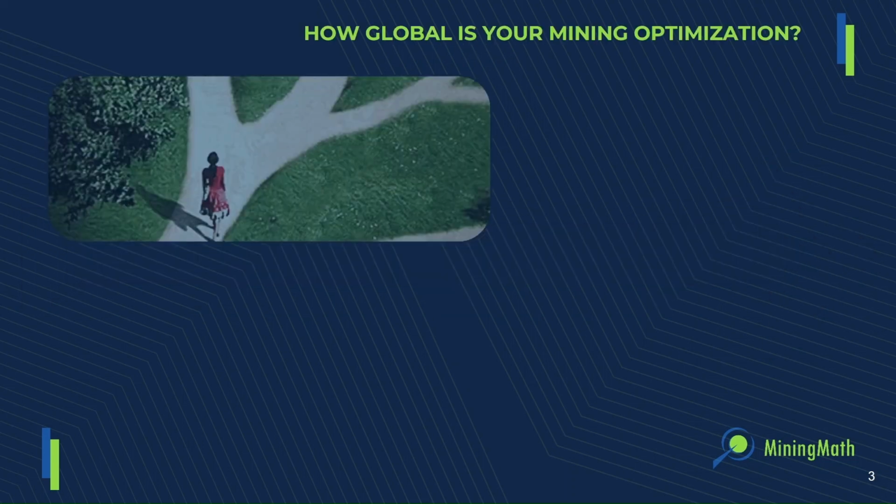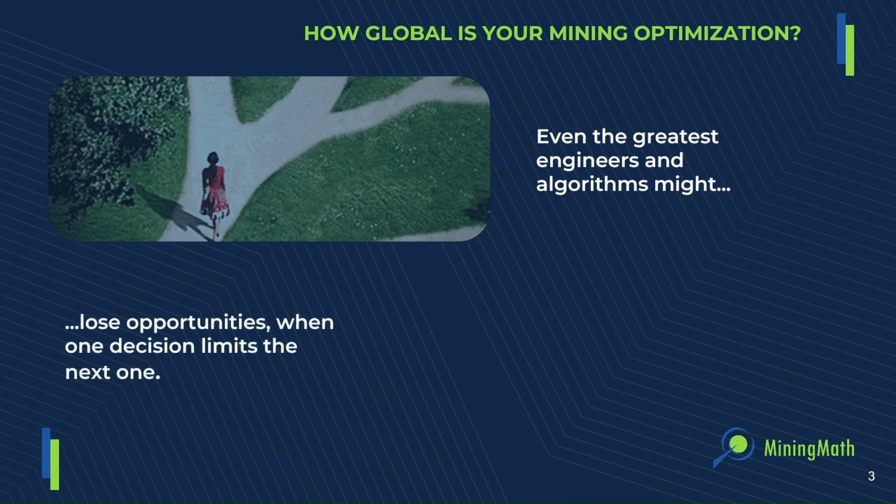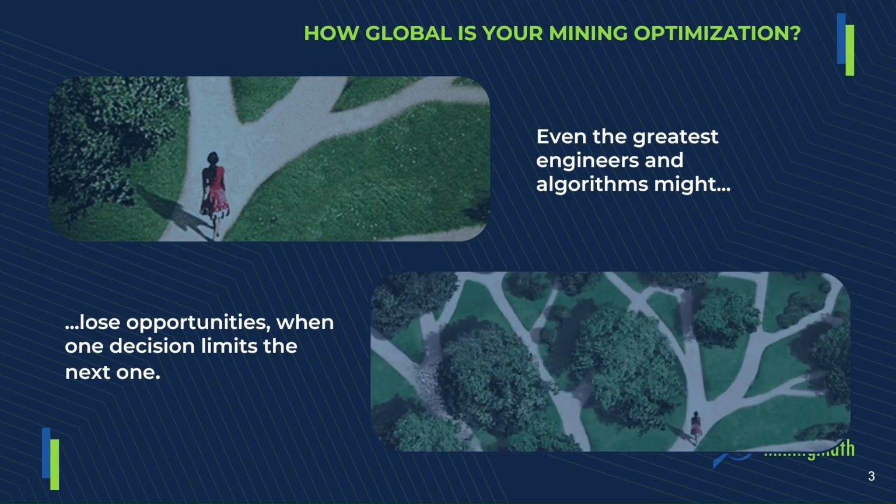How global is your optimization? When you look at the problem too closely, you can't see the next steps. One decision limits the next. You don't know what you might be missing. But what if we had access to a much wider range of solutions? Analyze the project with different eyes? Found different, more profitable sequences?